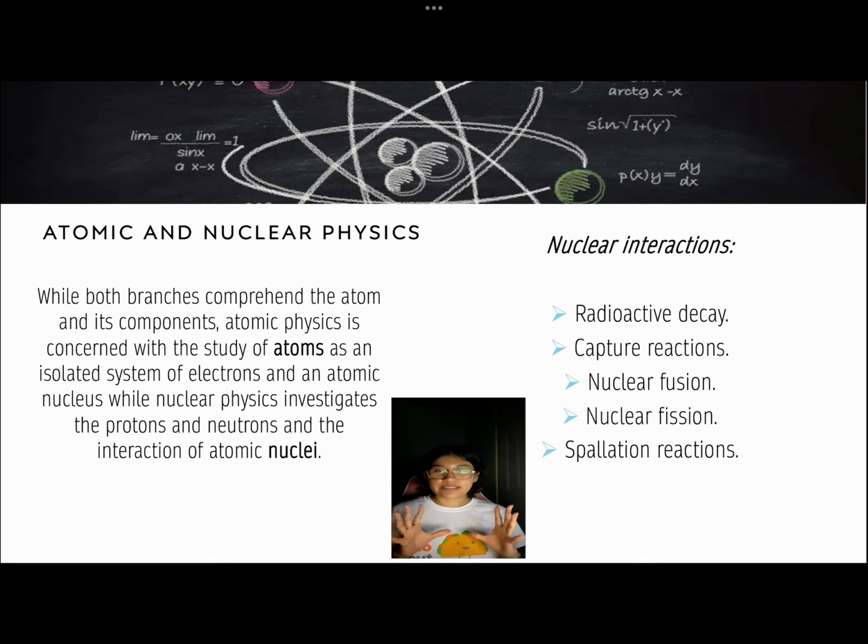So that's the main difference between atomic and nuclear physics. But they both have these nuclear interactions, including radioactive decay. It also has beta and alpha decay, and capture reactions, which is when a system is bombarded with electrons and some of them are captured. Nuclear fusion and fission, and also explosion reactions.